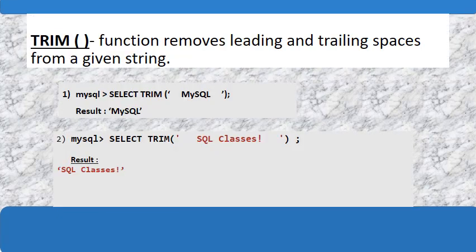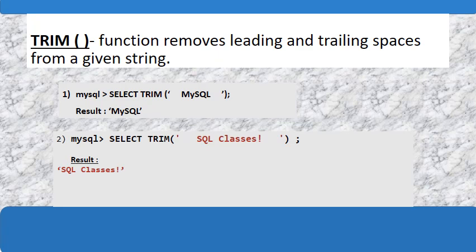Trim function. This function removes leading and trailing spaces from a given string. That means it performs the combined functions of ltrim and rtrim. Example, select trim(' mysql '). Here the given string mysql contains blank spaces on both the left side and right side. Trim will remove both sides' blank spaces. Please see the result.